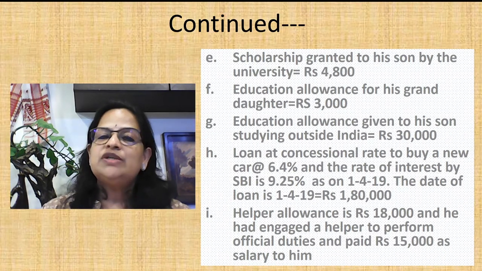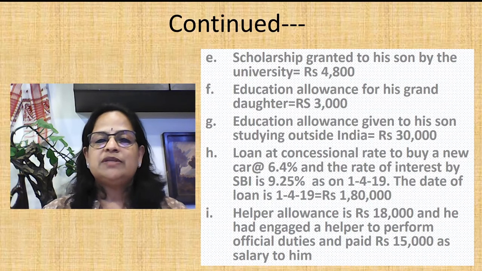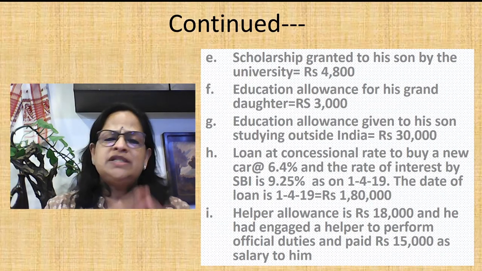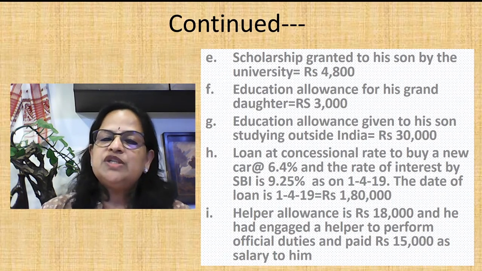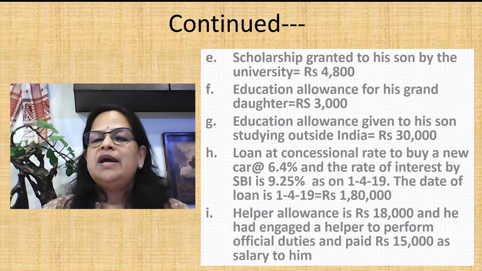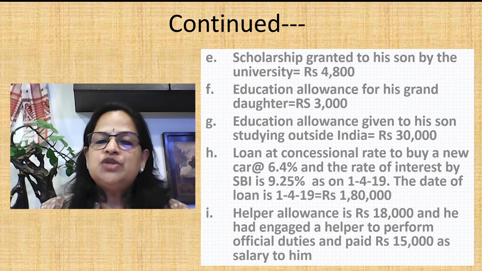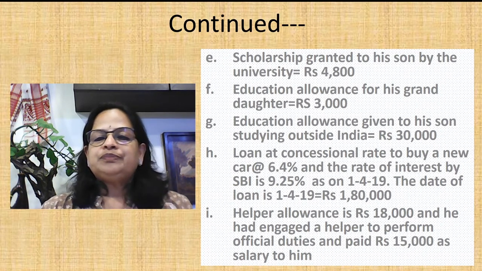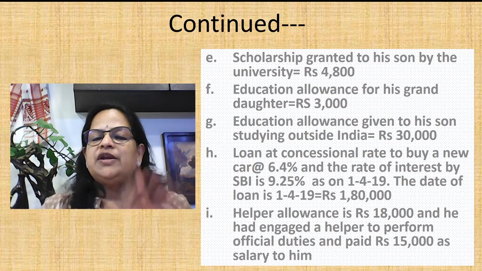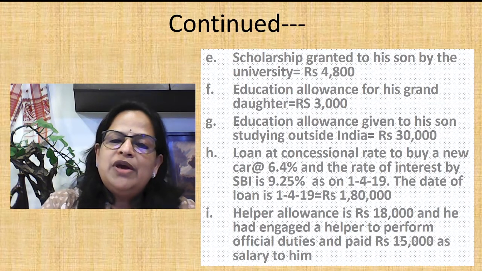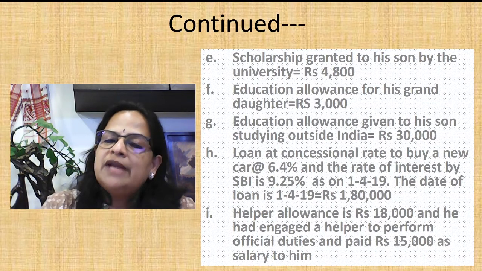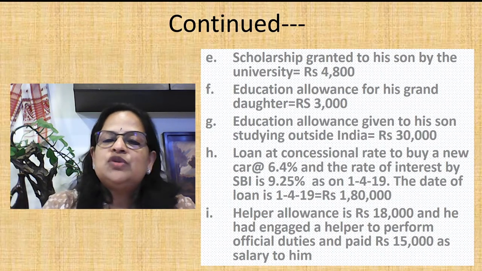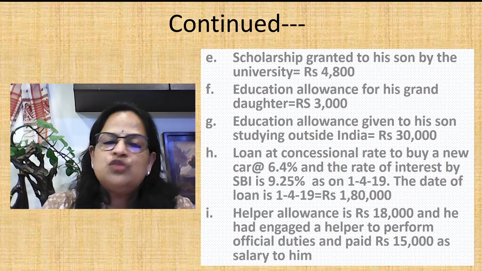Education allowance given to his son studying outside India, 30,000. Now loan at concessional rate. This is a new adjustment. Loan at concessional rate to buy a new car, at the rate of 6.4%, and the rate of interest by SBI is 9.25% as on 1/4/19. Date of loan is 1/4/19. The amount is 1,80,000. See, here you have to remember that when the employer is giving a loan at concessional rate to the employee, we will see the rate of interest charged by SBI. So here in this question it's given 9.25%.